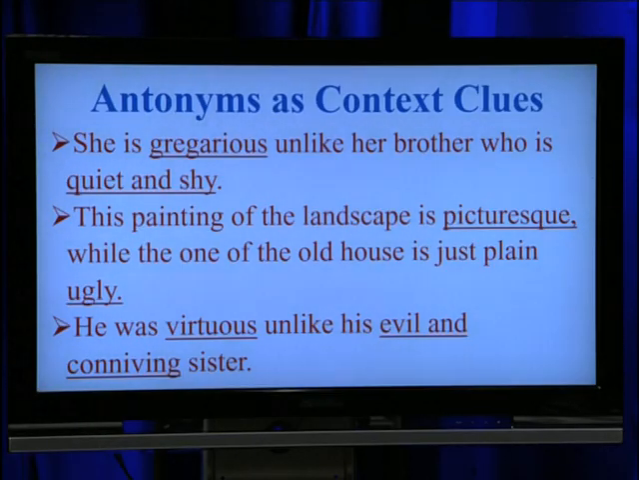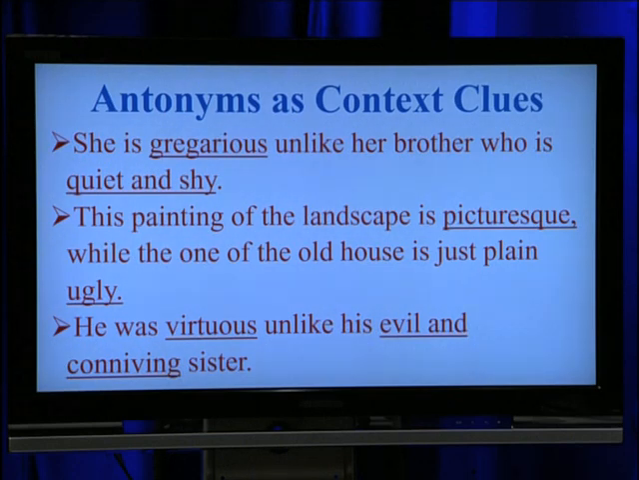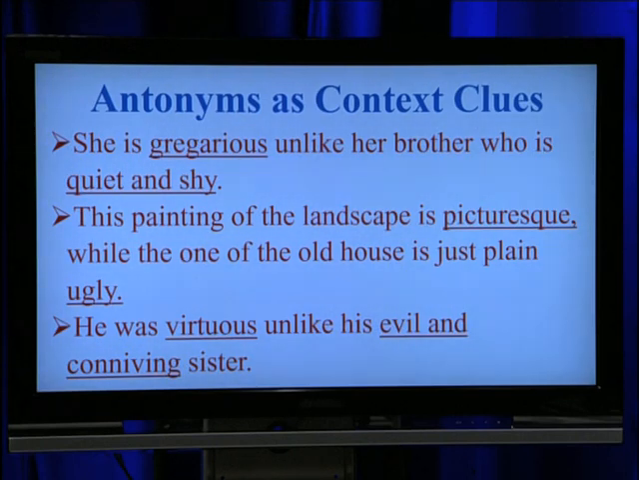And sometimes authors use antonyms as context clues. You know what an antonym is? It's the opposite of that word. She is gregarious, unlike her brother who is quiet and shy. So gregarious here is the antonym of words like quiet and shy. So what do you think could be the meaning of this word?